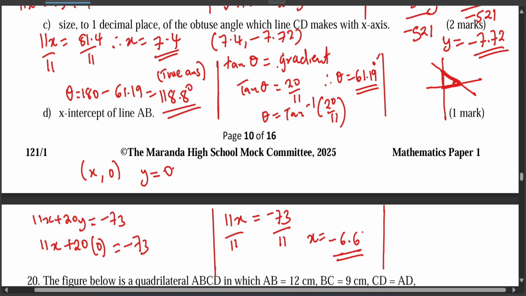So x-intercept ni wakati y ni 0. So your intercept would be (-6.6, 0). You can also write it like this, (-73/11, 0). So that's your answer for today.